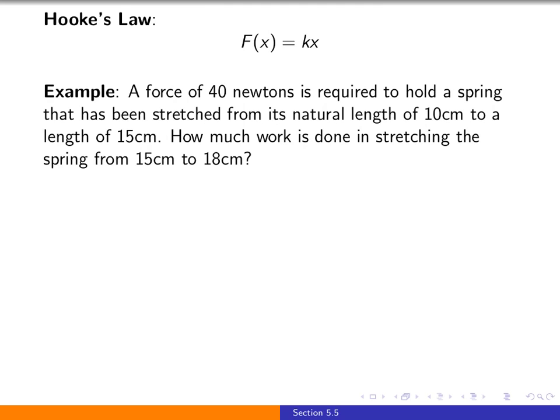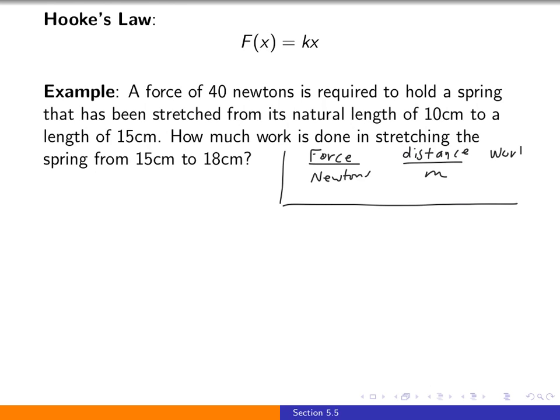Now, before I get too carried away with this problem, I just want to take a moment and think about units. So when we have force measured in newtons, that means that distance is going to be measured in meters, and work is going to be measured in joules.